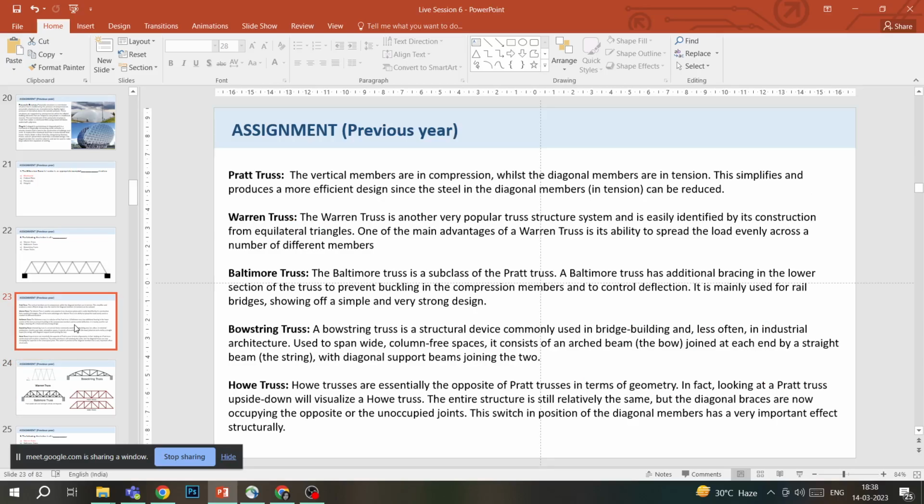And basically more braces or more sections of steel are added over here. Then bowstring truss. A bowstring truss is a structural device commonly used in bridge building, and less often in industrial architecture. It is used to span wide column-free spaces. It consists of an arched beam, the bow, joined at each end by a straight beam, the string.